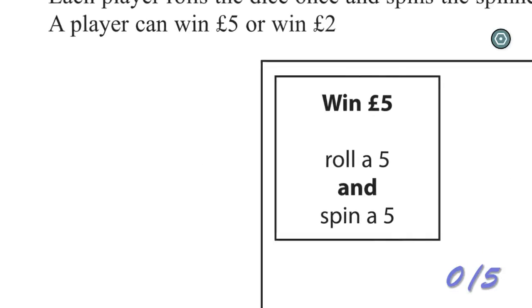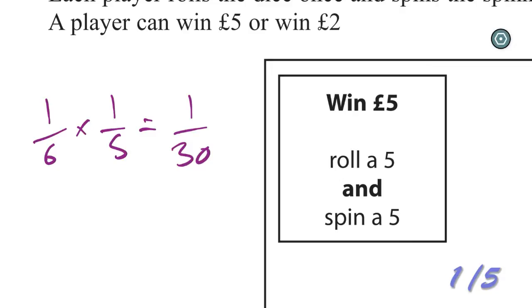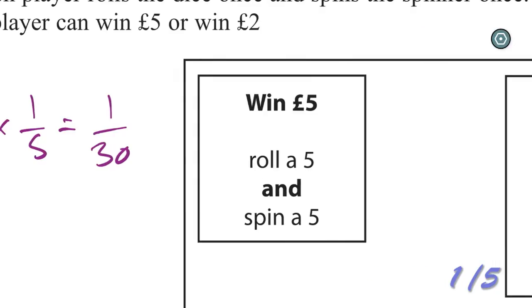So first let's have a look at winning £5. This is the easier one. To win £5 you have to roll a 5 and spin a 5. So to find the probability that they win £5, we need to multiply the two together. So the probability they roll a 5, 1/6, multiplied by spinning a 5, 1/5. To multiply fractions, we multiply the numerators, 1 times 1, and we multiply the denominators, giving 1/30. So 1 in 30, we're expecting someone to win £5. We'll come back to that later.